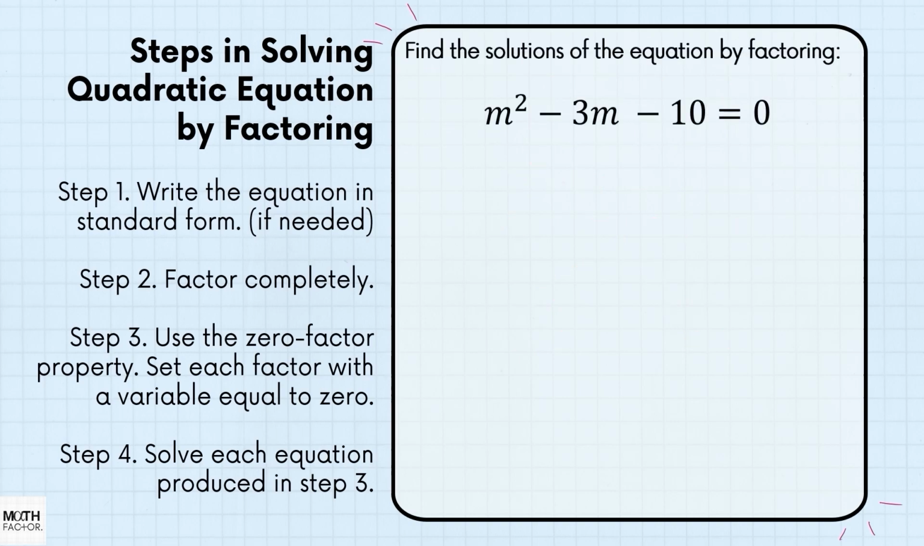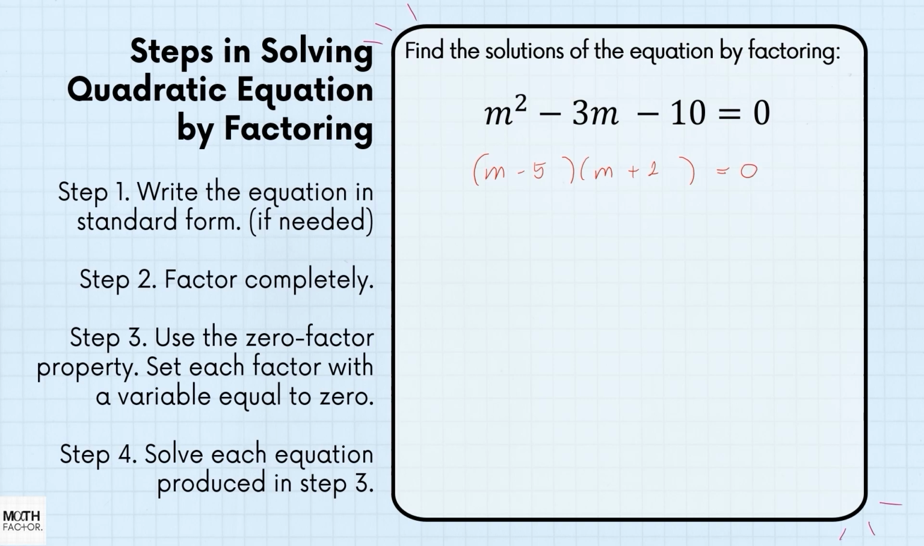For our next example, we have m squared minus 3m minus 10 equals 0. Since our equation is already in standard form, we can now skip step 1 and proceed with step 2. So let us now factor the given equation. The factors of m squared minus 3m minus 10 are m minus 5 and m plus 2.